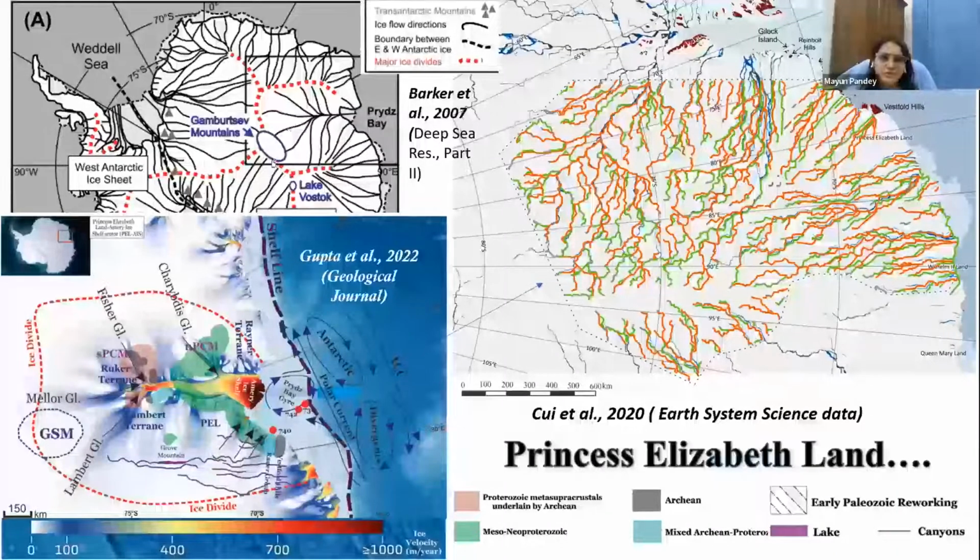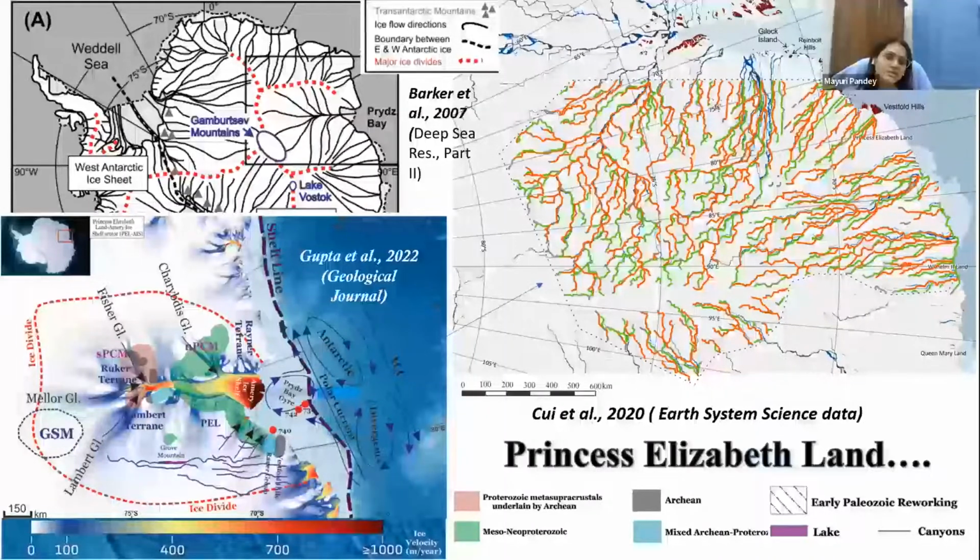Now, many people have related this mountain chain either to the 500 Ma age or Pan-African age, or they have also inferred it to be older than the Pan-African age. So the prime idea was to understand the role of the Gamburtsev Mountains in various drifting processes as well as various orogenies which have been inferred in the area.